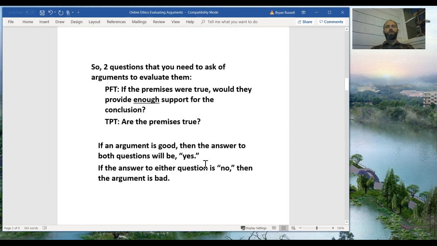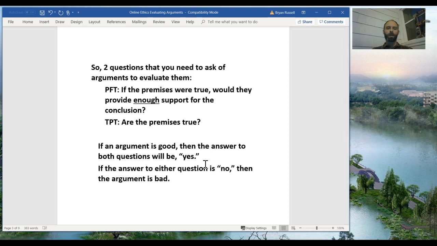All right, so with those two examples in mind, let's talk about the two questions that you need to ask of arguments to figure out if they're good or bad arguments. The first is, if the premises were true, would they provide enough support for the conclusion? So would they give us by themselves enough reason to believe the conclusion?